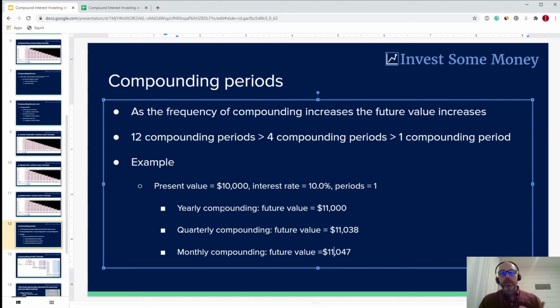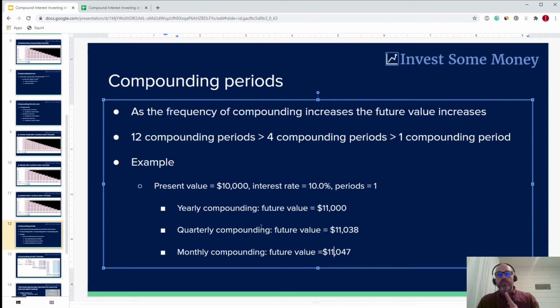Now with yearly compounding, in this scenario it compounds at the end of the year. The future value is $11,000. That makes sense. 10% interest rate on a $10,000 investment. In a year, it's worth $11,000. We've established that. That's pretty simple.